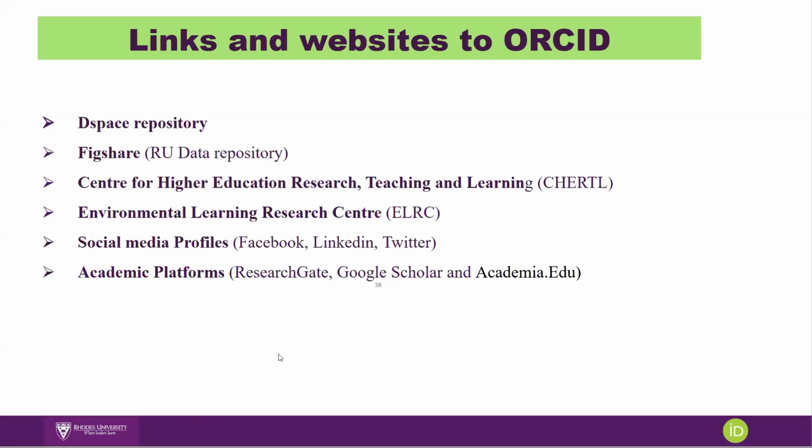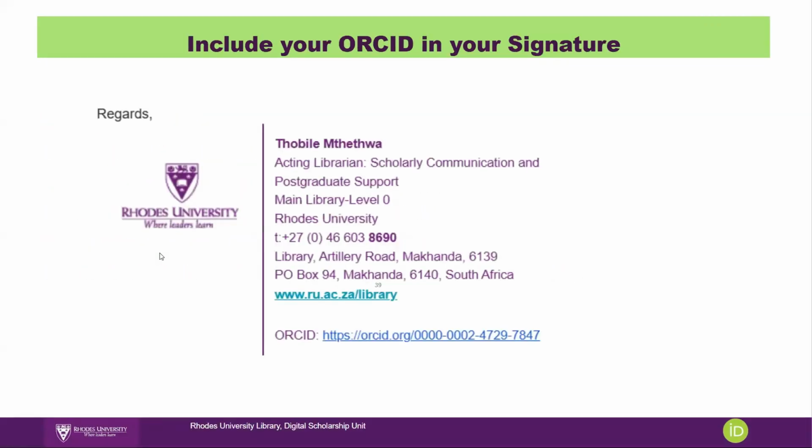So there are different links which you can add to your ORCID. It's your GSpace, which is our institutional repository, your Figshare, and other social media profiles and academic platforms. Another way, we strongly encourage people to add their ORCID ID to their email signature so that when you send out an email, people are able to see it for visibility. People are able to see that you have an ORCID ID and click on it and see your works.